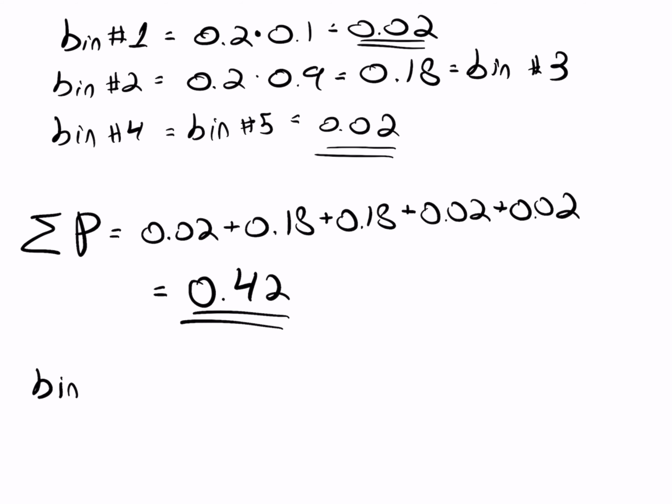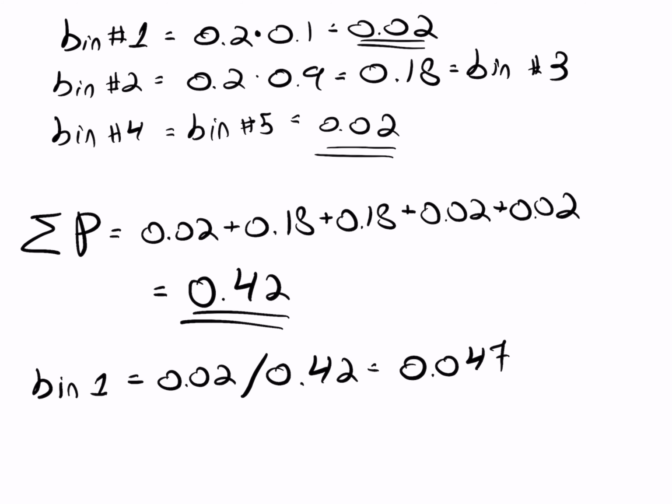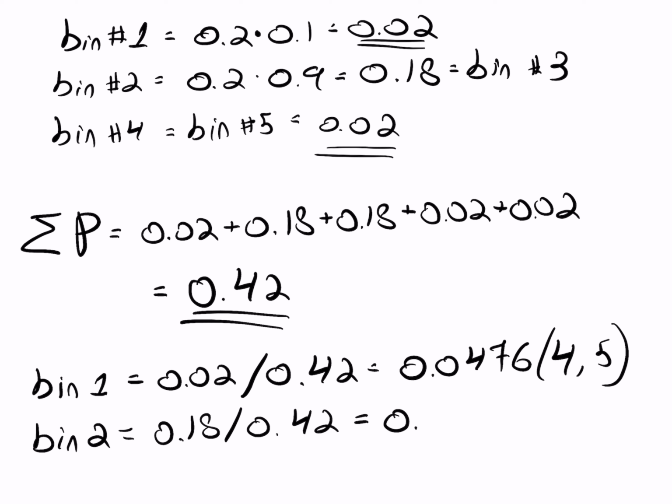So for bin number 1, we have 0.02 divided by 0.42 equals 0.0476. This will also be the probabilities for bins number 4 and 5. And for bin number 2, we have 0.18 divided by 0.42, which equals 0.428. And this will be the same for bin number 3.